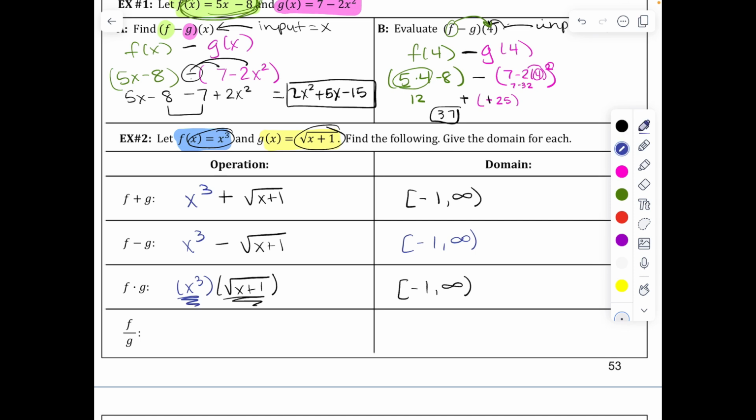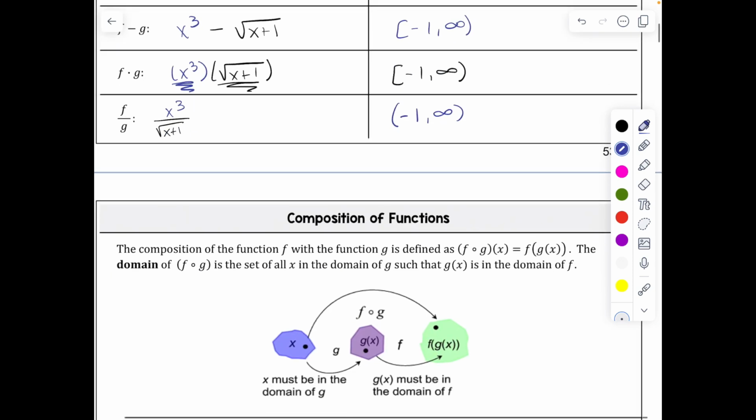Then for this last one, f over g says x cubed over root of x plus 1. And so for this one, we have to be a little bit more careful because typically for this domain, it was negative 1 to infinity. But if I plug in negative 1 here, it's also in the denominator. We can't have it equal to 0. So we actually say this is going to be from negative 1 to infinity, but we can't have it touch negative 1 because then it would mean that the denominator is 0.